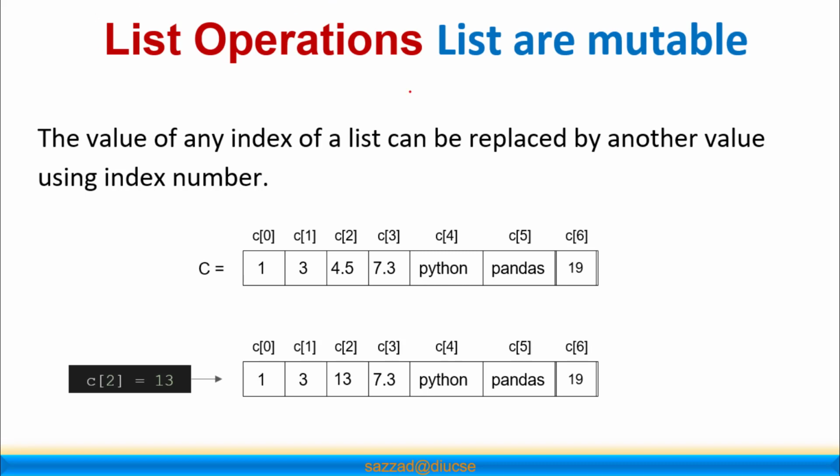So list operations are mutable. As we said, a list element can also be replaced, and to replace that we just need to mention the index at which we are trying to replace the value. Suppose in that particular case we are trying to replace the second index value, that means this value, and replace it by 13. As you can see, after replacing, the value becomes 13. So let us execute this part of code.